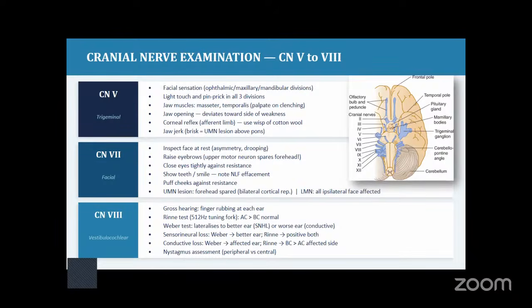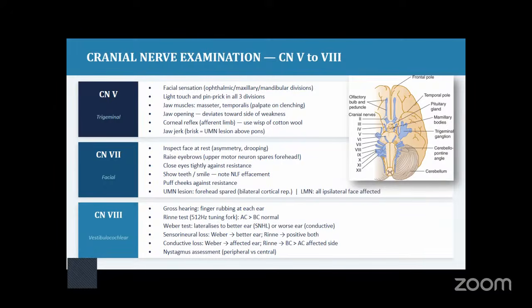Corneal reflex is not usually done in a patient who is conscious, but part of trigeminal nerve examination is the corneal reflex using a wisp of cotton. So the ophthalmic division will act as the sensory component and the facial nerve acting as the motor component through the orbicularis oculi. Then jaw-jerk reflex. Cranial nerve 7, there are many ways to assess for the facial nerve, about 7 ways.